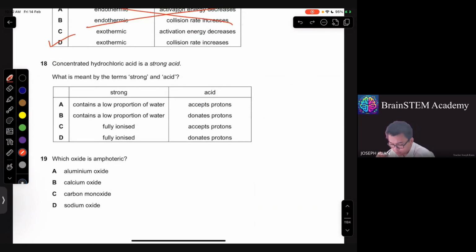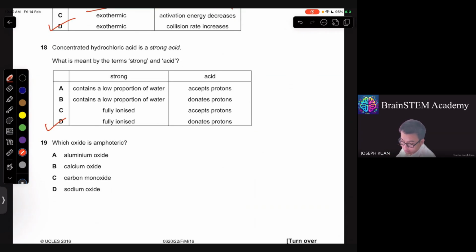18. Concentrated hydrochloric acid is a strong acid. What is meant by the terms strong and acid? The word strong means it fully ionizes in water, and the word acid means it's a proton donor. So D for donkey.